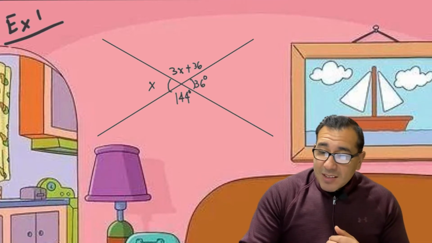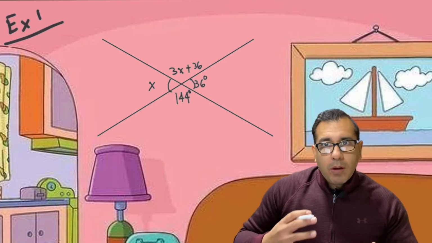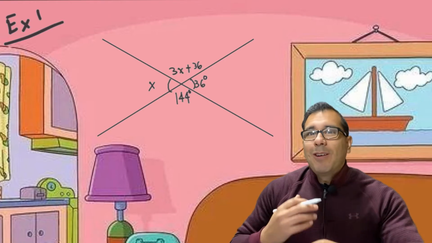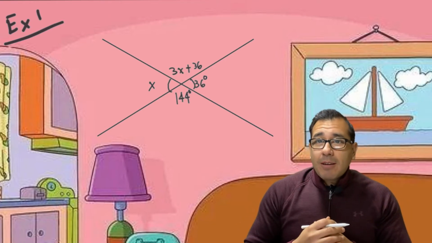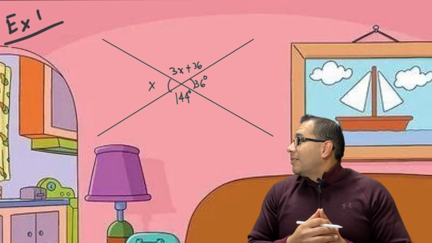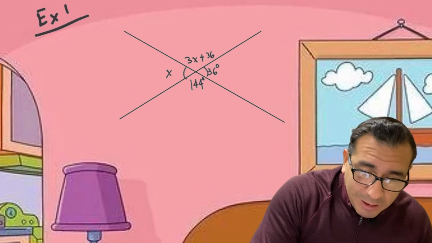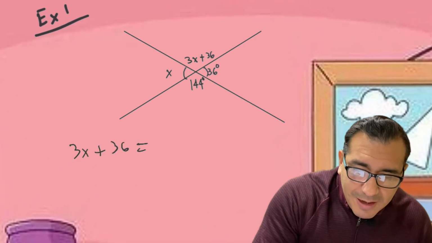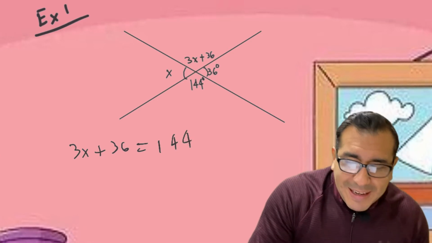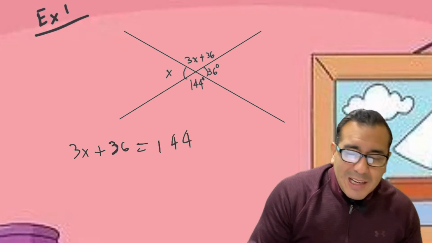What you're going to be doing over and over and over again is setting these vertical angles equal to each other. How was that? Was that pretty good slow-mo? We didn't use any tech tools. So we get 3x plus 36 equals 144, and now we just solve.